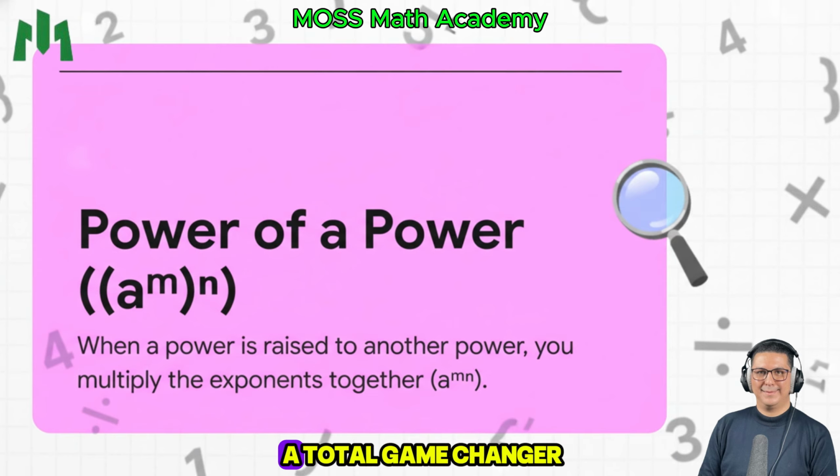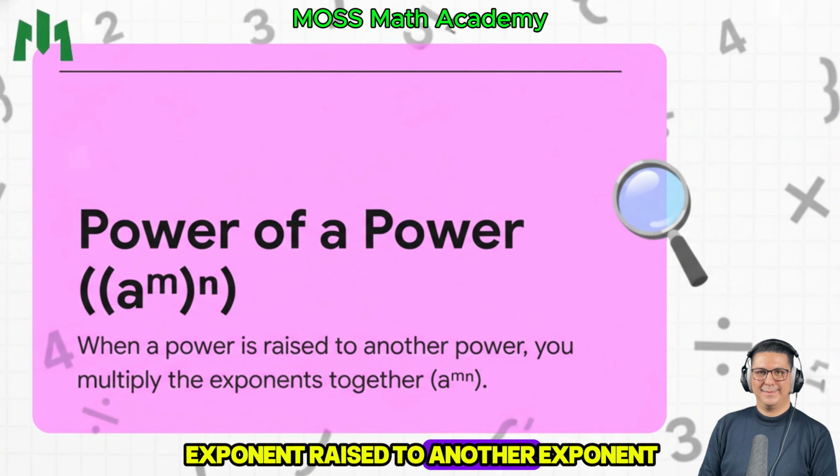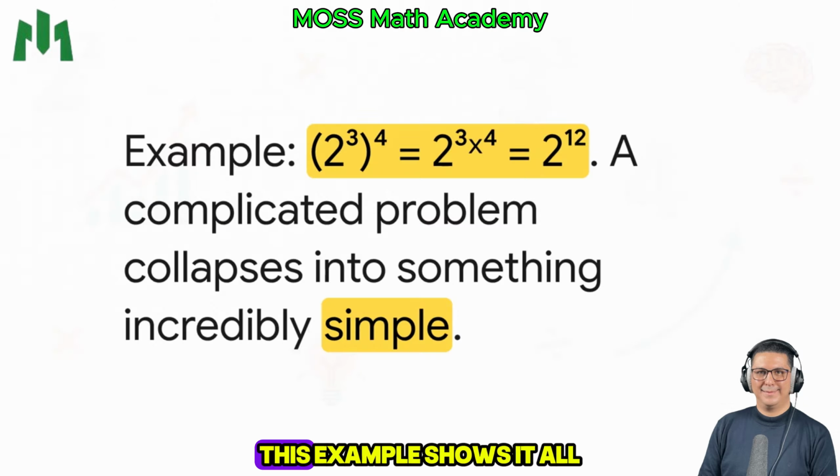Okay, this one is a total game changer. It's the power of a power rule. Whenever you see an exponent raised to another exponent, usually with parentheses, you just multiply them. This example shows it all. Something that looks messy, like 2 cubed, all raised to the 4th power, just collapses down. You just multiply the 3 and the 4, and you get 2 to the 12th.